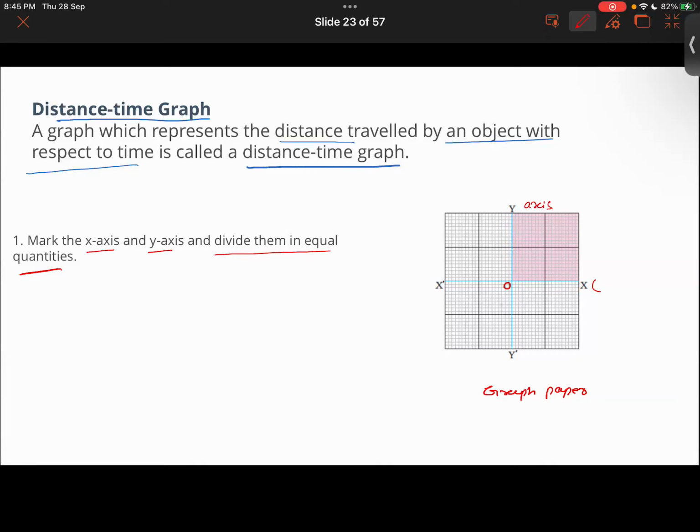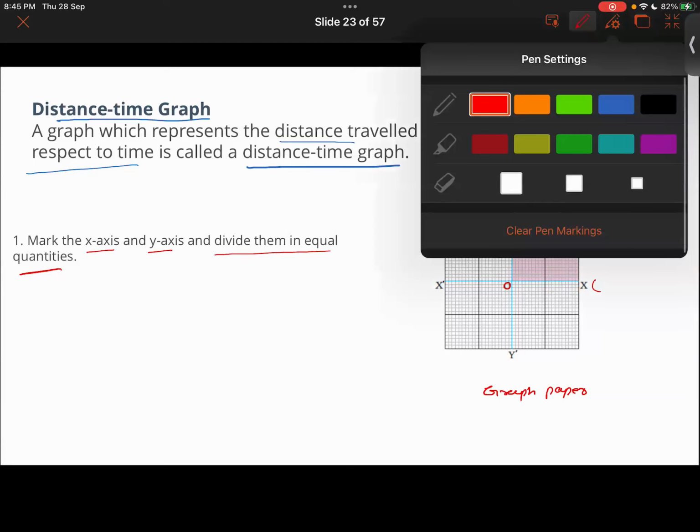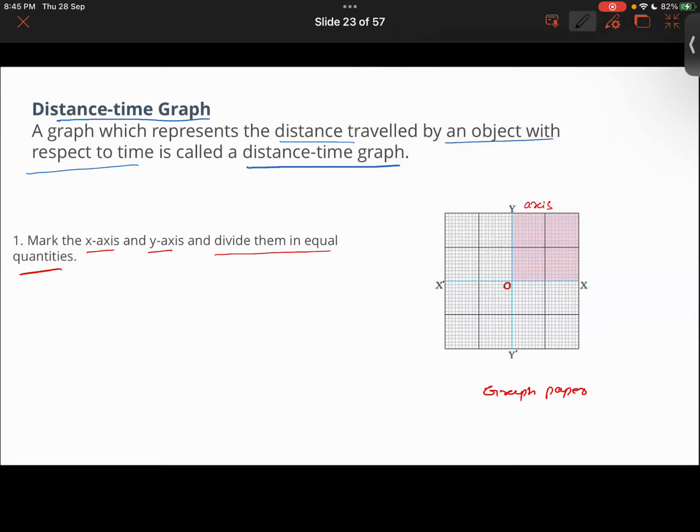I believe you guys have studied these things in math, right? Yes, sir. This is the x-axis and y-axis.